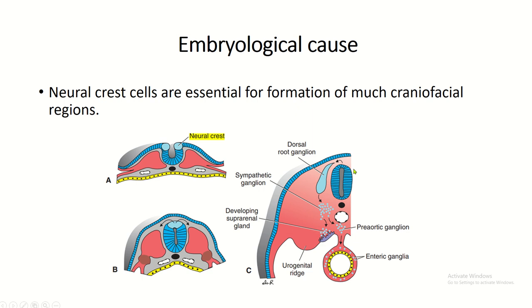Embryological cause. Neural crest cells are essential for the formation of the craniofacial region. This is the ectoderm, mesoderm, endoderm. This is the neural tube formation. This is the location of the neural crest. These neural crest cells soon detach from the neural tube, and these cells are extremely migratory. They migrate throughout the body and form different structures.